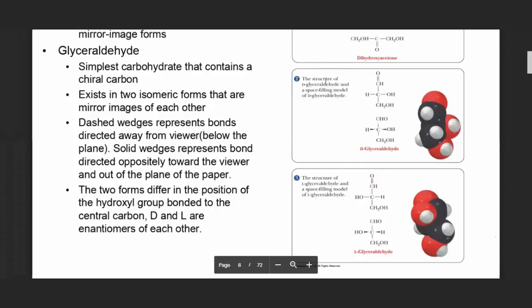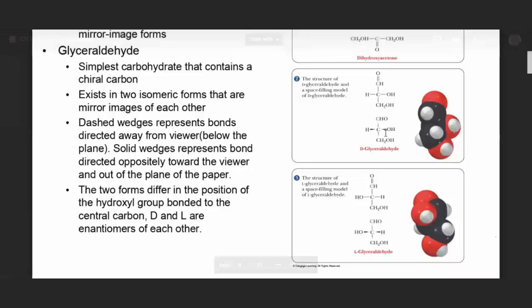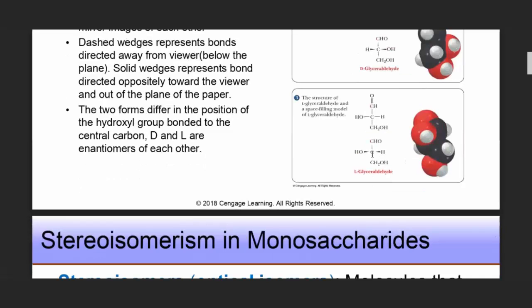and they differ in the position of the OH group. Notice, when the OH on the chiral carbon is to the right, dextro, it's D-glyceraldehyde. When the OH group on the chiral carbon is to the left, it's levo, meaning L-glyceraldehyde.